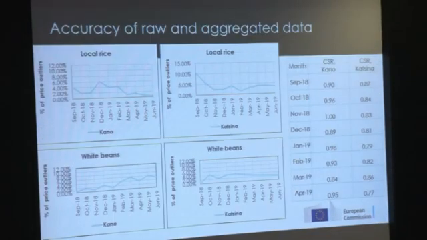If we look at the accuracy at the row level and the aggregate level for two commodities, local rice and white beans, I chose these two, but it's very similar in the other commodities. The outliers in the raw data are all around 2% and 4-5%, so it's quite a good measure for outliers. If we look at the aggregate level with this CSR indicator, we see that, for example, in the state of Katsina, we have a worse representativeness compared to the state of Kano.